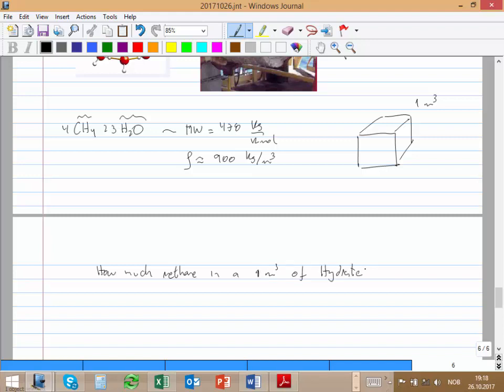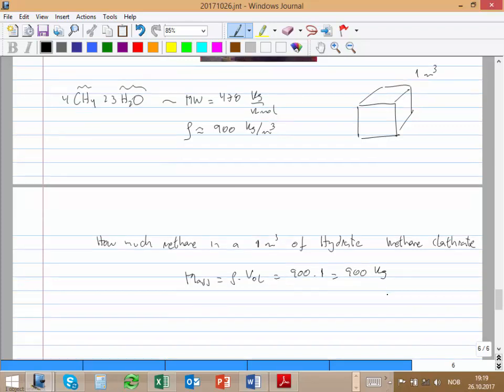Actually, the hydrate of methane is called methane clathrate. I don't want to give you chemistry, but this is interesting. So how much methane in 1 cubic meter? First I calculate the mass. The mass is equal to the density times the volume, and that's 900 times 1. That gives you 900 kilograms.